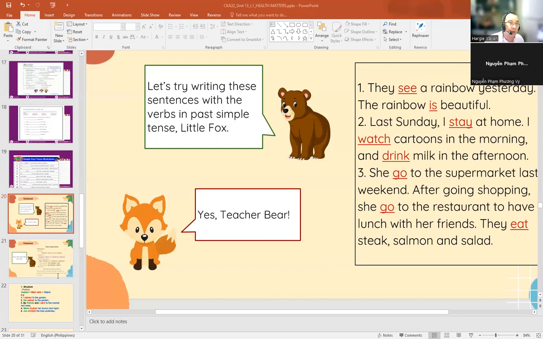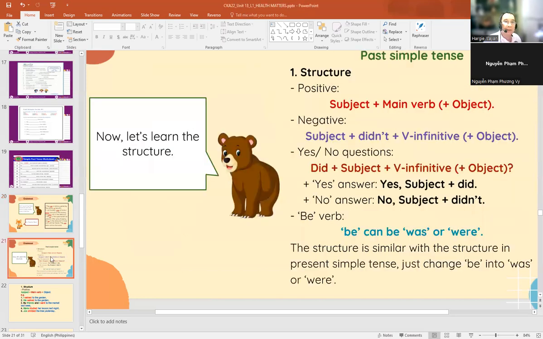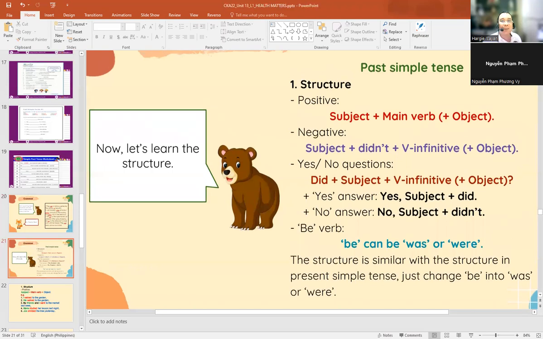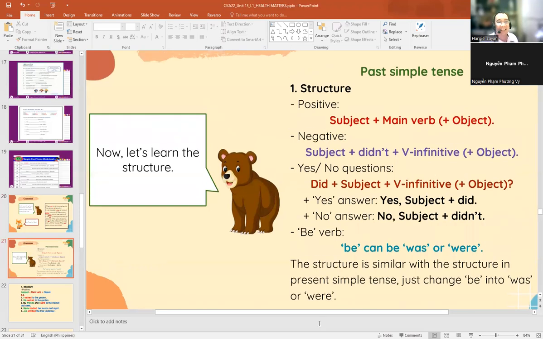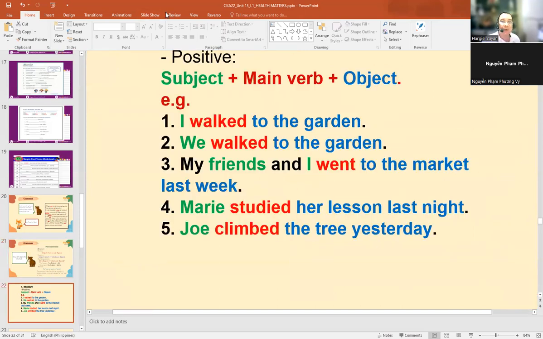Okay, now let's move on to the next one. Okay, next, for our lesson, we are going to use the structure of the past simple tense in a sentence. Okay, like for example, for the positive one, we have the subject plus the main verb plus the object. Okay, that's for the positive. Now let's try to do this.